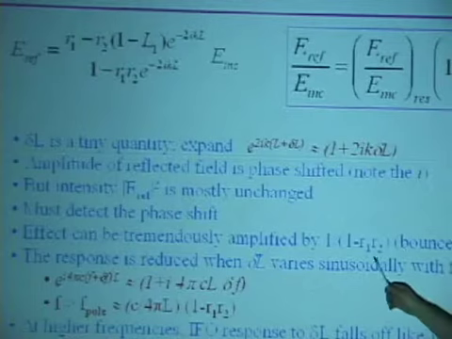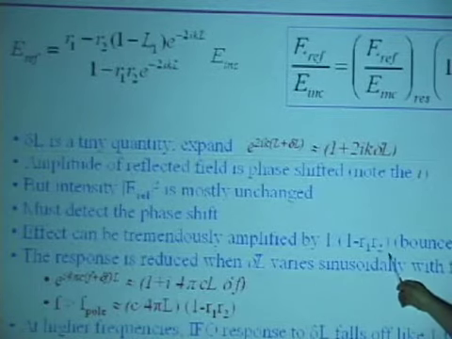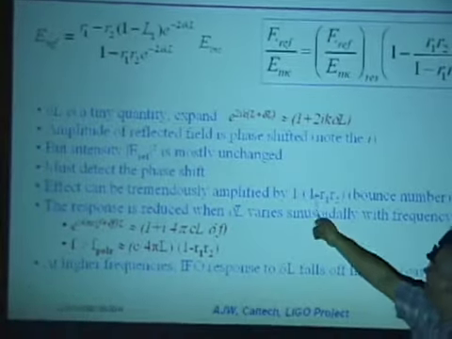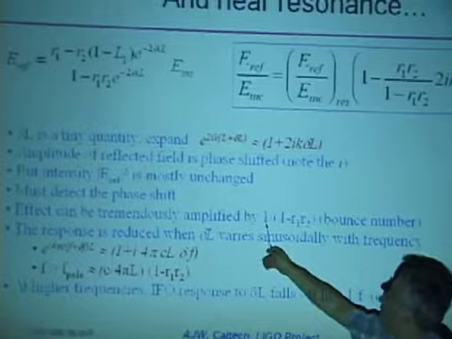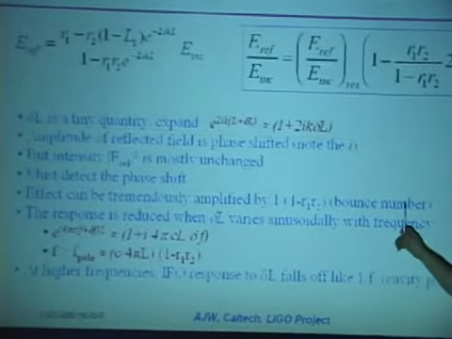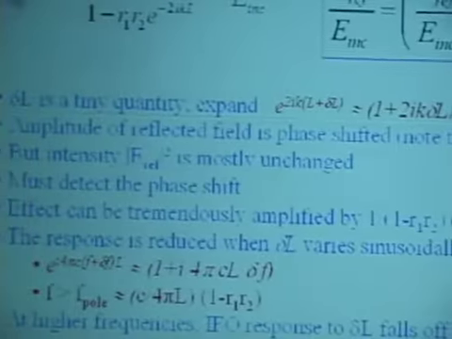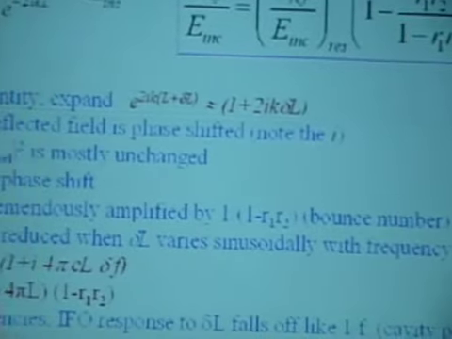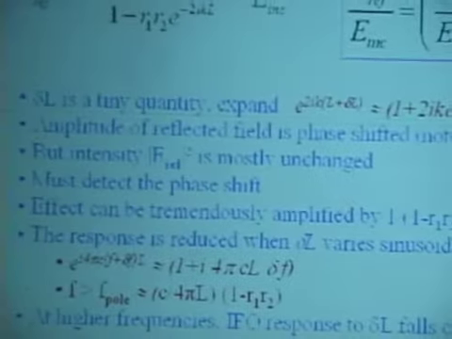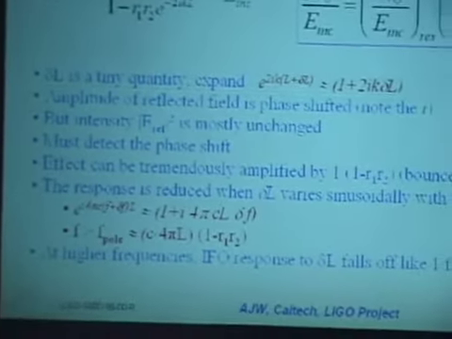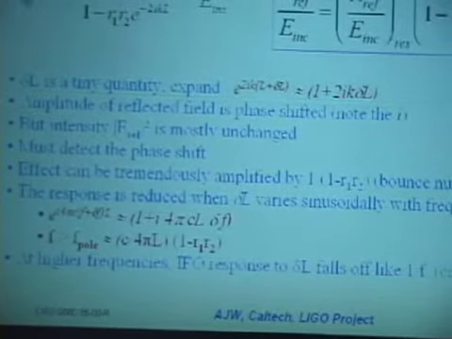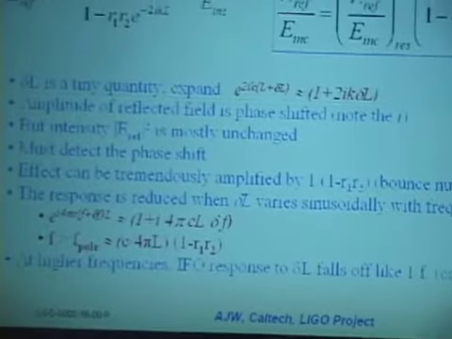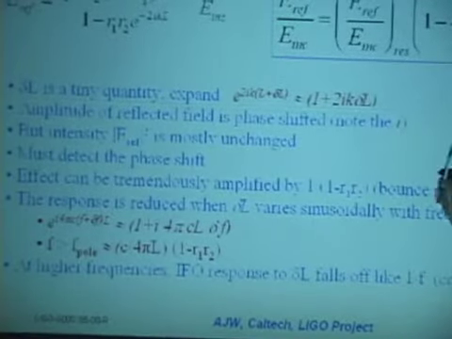And again, it's tremendously amplified by this thing in the bottom, in the denominator, which can get very, very large. And that's the bounce number, or it's directly related to the bounce number. Basically, it is a statistical quantity that tells you how long the light is stored inside the cavity before it comes out, how much time it has to accumulate phase shift while the mirrors are moving, while the length of the cavity is changing.